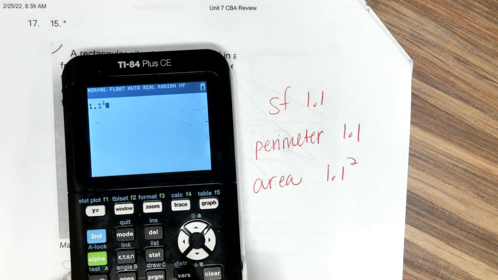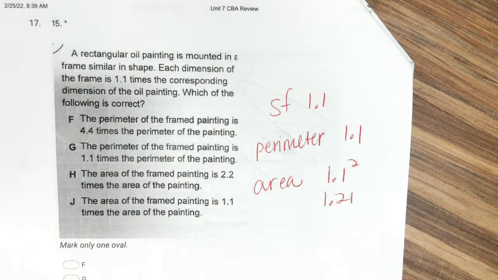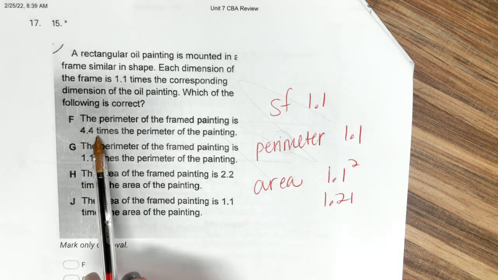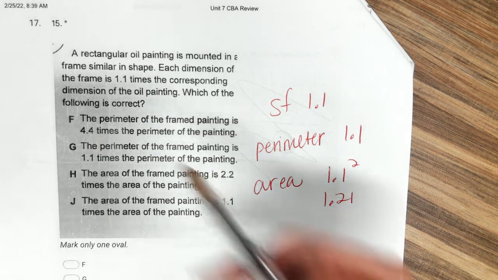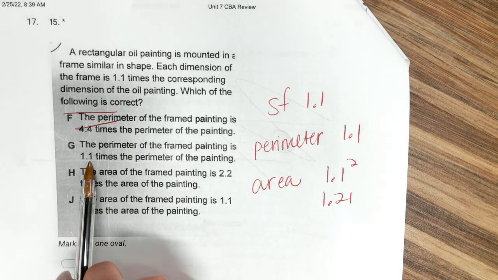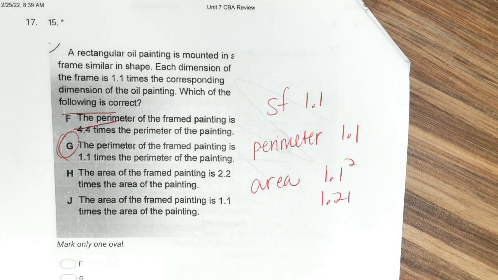1.1 squared is 1.21. And then simply find the answer that says one of those. Is F correct? It says the perimeter is going to have a scale factor of 4.4. Yes or no? Nope. G, the perimeter will have a scale factor of 1.1. Yep. Because the perimeter scale factor will be the same. All right, next question. We're almost done.